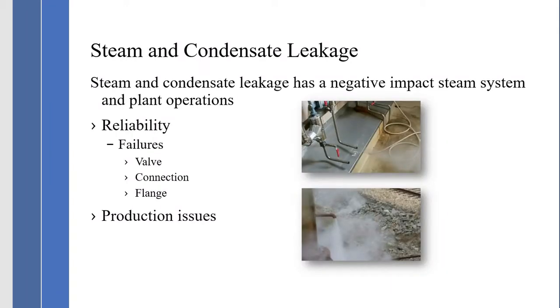Steam and condensate leakage has a negative impact on the steam system and plant operation. Number 1, reliability. Failures in valves, connections, and flanges cause production issues. Loss of pressure means loss of temperature in the system. So there's a lot of negative things that go on with the system if we have steam and condensate leakage.